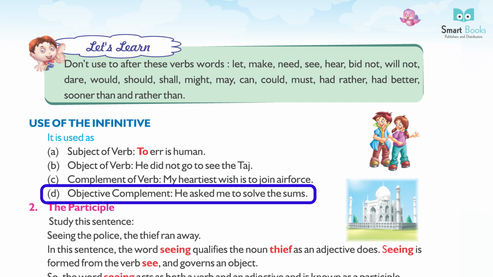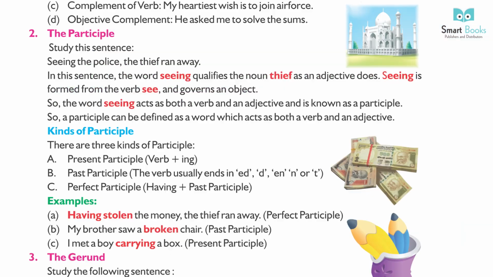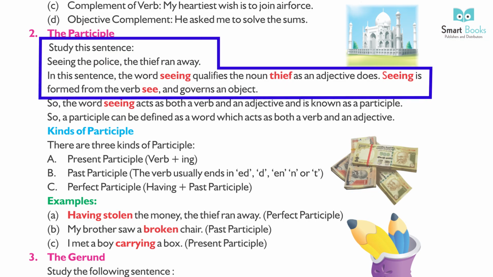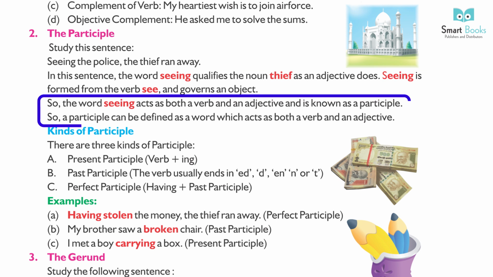Objective complement: he asked me to solve the sum. 2. The participle. Study this sentence. Seeing the police, the thief ran away. In this sentence, the word seeing qualifies the noun thief as an adjective does. Seeing is from the verb see. The verb governs an object, so seeing acts as both a verb and an adjective and is known as a participle. So a participle can be defined as a word which acts as both a verb and an adjective.